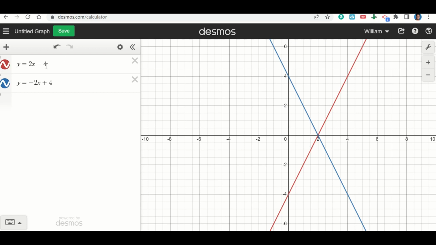And I can do this by inputting any 2 equations and then going to the point of intersection and clicking on it. It will tell me what the coordinate of that is, with the x coordinate first and the y coordinate second. So this is how you can check your work using Desmos when dealing with systems of linear equations.